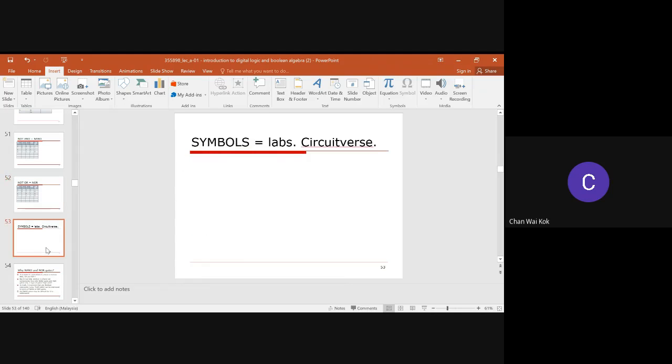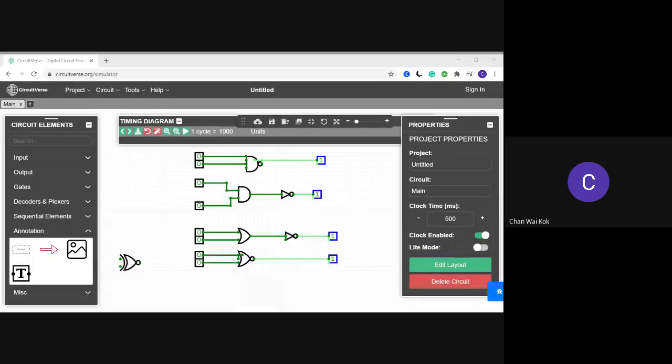Okay, now we have this symbol lab. We stop sharing this one for a while, and we're going to share another. Just wait a second.